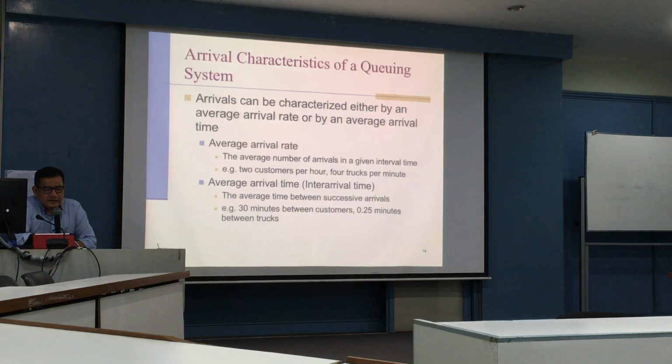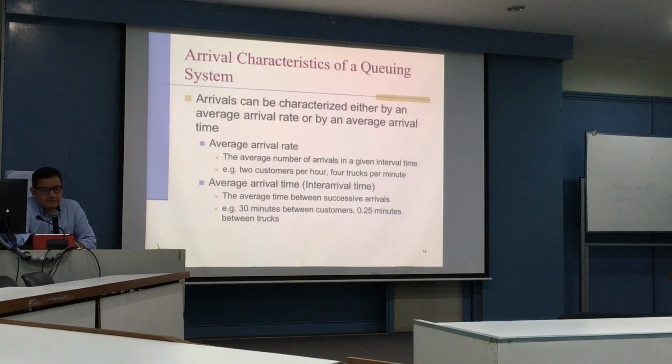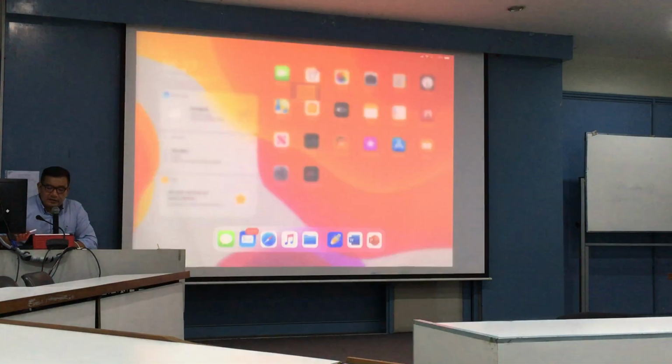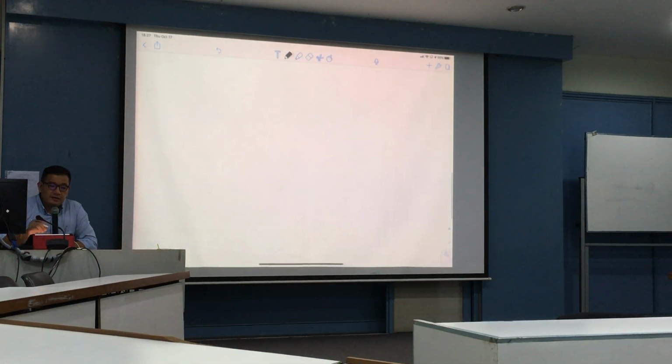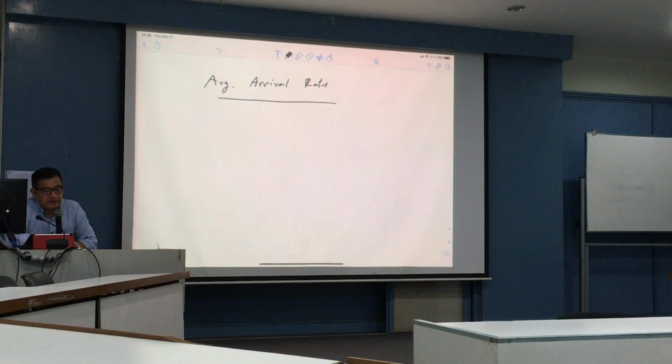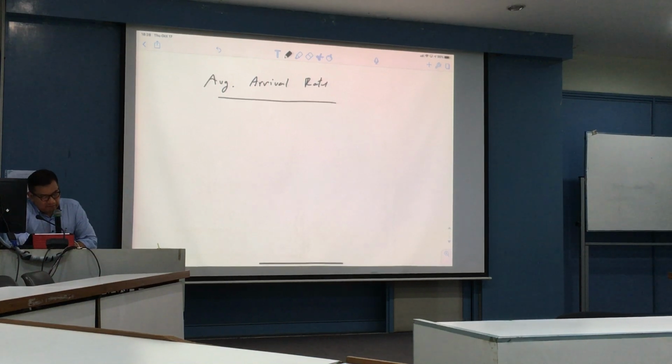And the second thing that we need to understand about the queuing system is the arrival rate. We call it the average arrival rate. You have to find the average arrival rate, because if you do not know it, you cannot analyze the queuing system anymore. Average arrival rate is one of the two variables that you are going to substitute into the formula.